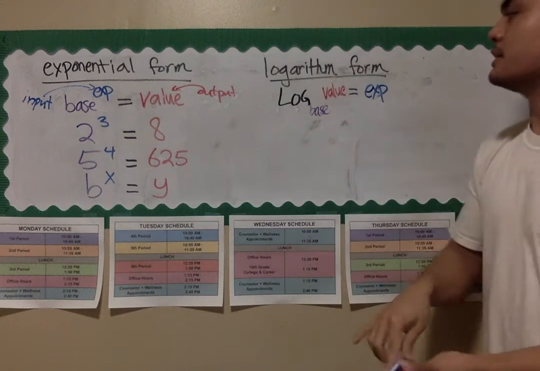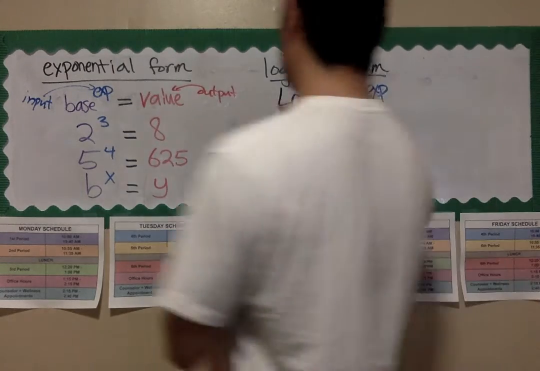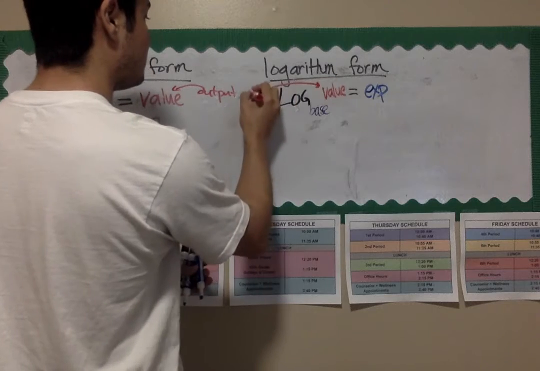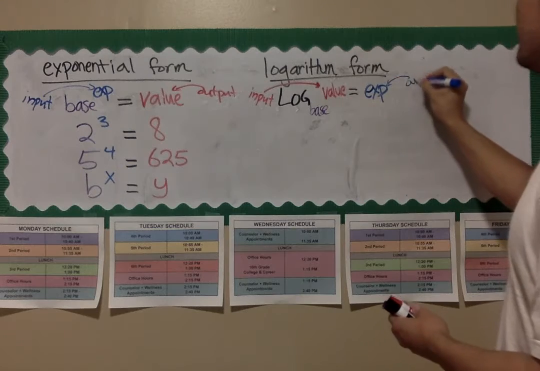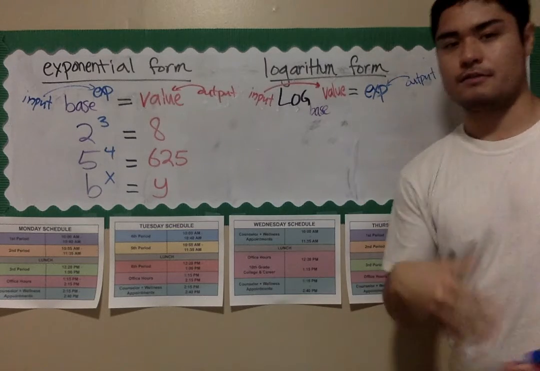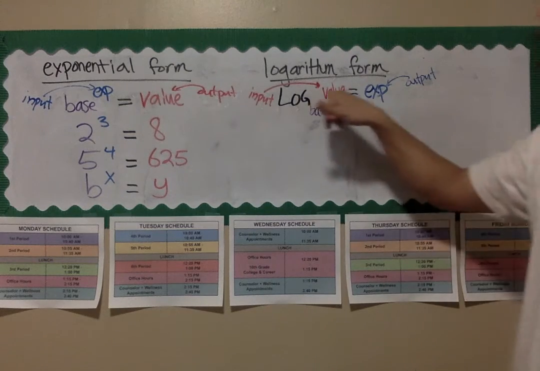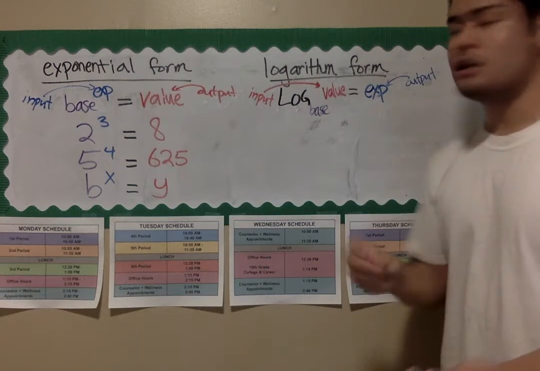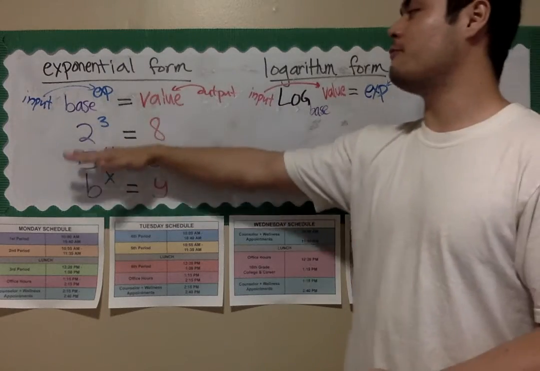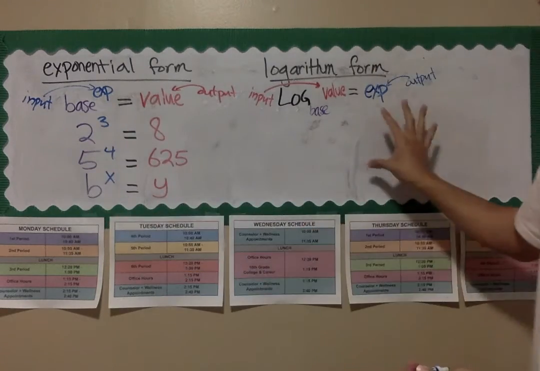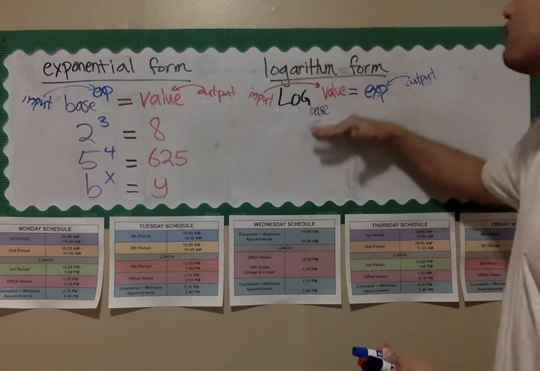And what I want you guys to notice here is that in a logarithm function, the input is now the value. And the output is the exponent. So in other words, the logarithm form is the inverse of the exponential form, because the thing that comes out of the exponential form is what you're putting in the logarithm form. So log is basically the inverse operation of an exponent. So if we are to rearrange these exponential forms into logarithm form, we basically identify the base, the exponent, and the value, and rearrange it as such.